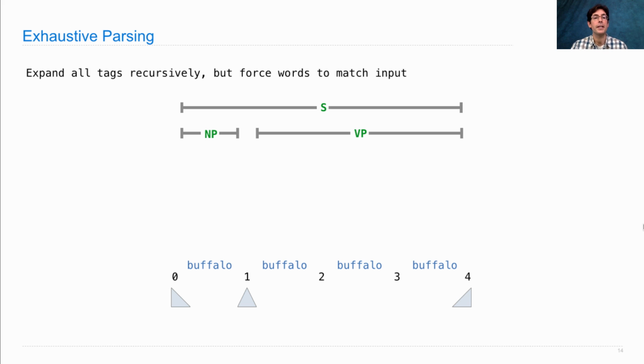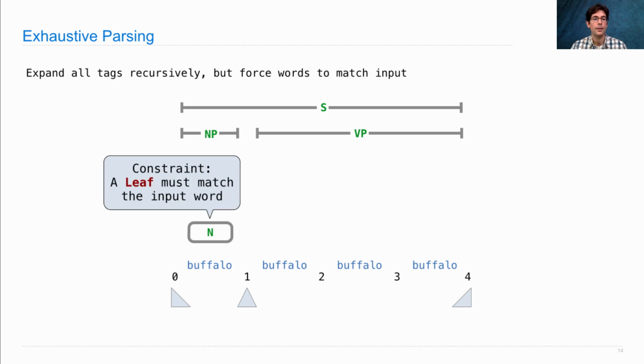Then we recursively expand all of these tags. So the noun phrase becomes a noun, which is buffalo. Now here's where this constraint happens. Anytime we generate a leaf, we have to make sure that the leaf has the right tag and has the right word. So we look at the word that was in the input between 0 and 1 and make sure that we only use leaves that have that word. In this way, we force ourselves to only build syntax trees that have the right words at the leaves.